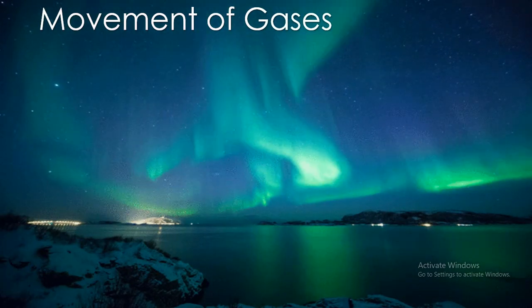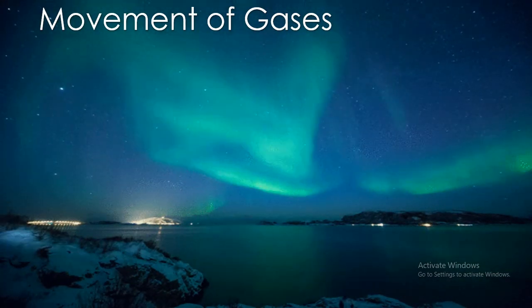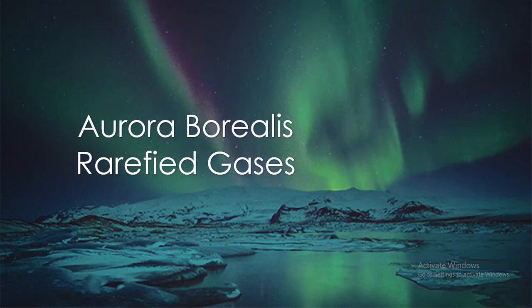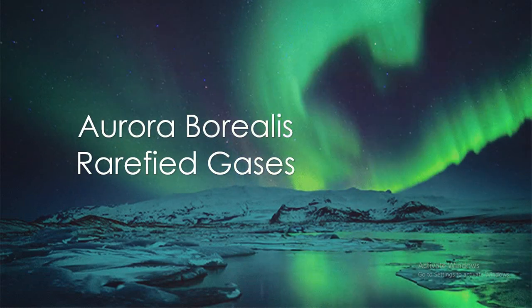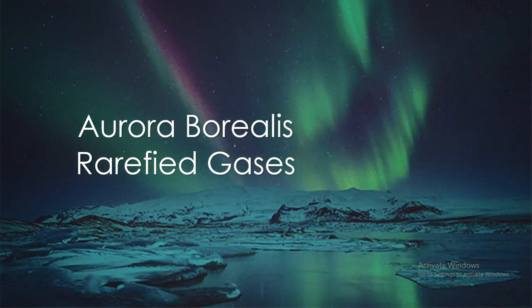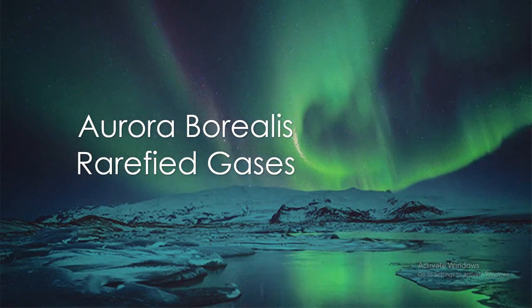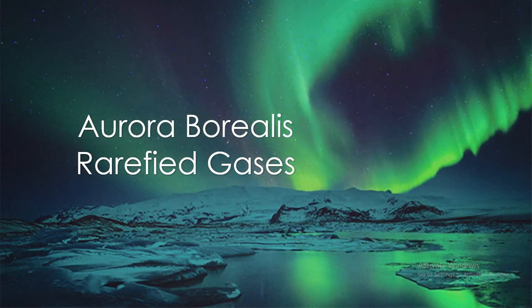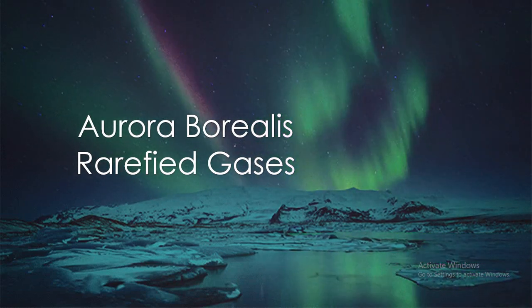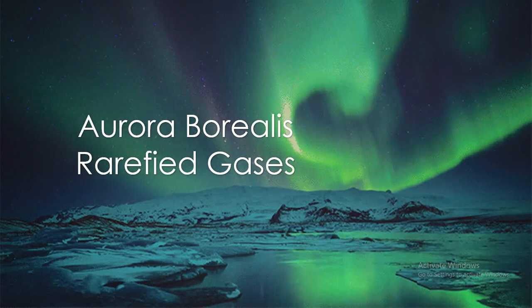This is also called the aurora australis or aurora borealis. We'll see about that. These were the rarefied gases throughout the world in the exosphere, the outermost layer of the atmosphere. It's due to the northern lights that the gases have been seen in these different forms.